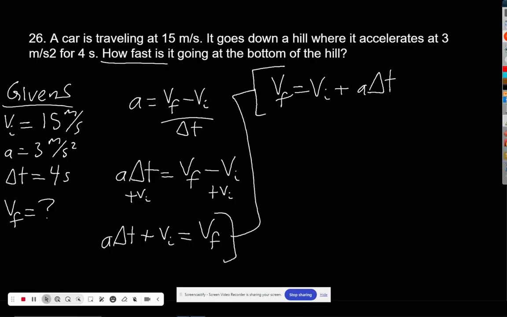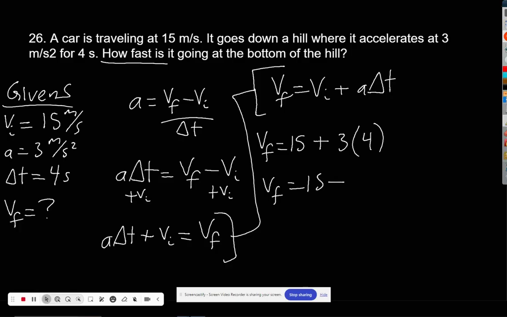It's just rearranged. I put VF on the left because I like to have my singular variable on the left, and then I flipped AT and the VI around. But with addition, we can flip-flop them back and forth without messing anything up. But now we've got an equation that can work, so we can plug in our values. VI is 15, acceleration is 3, and our time is 4.